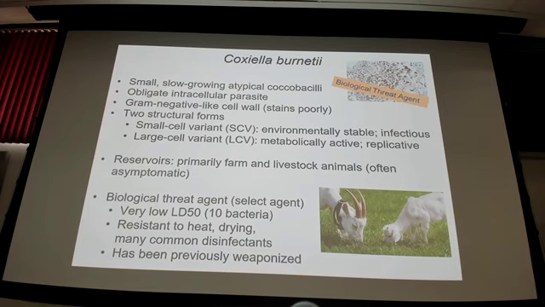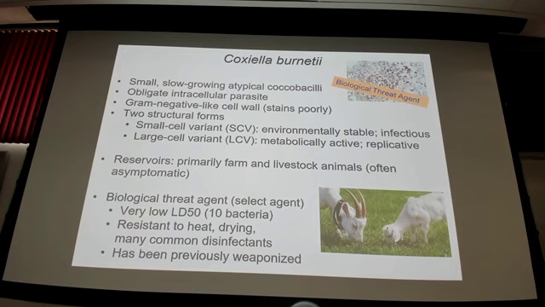So if you have a cow that is carrying Coxiella burnetii, let's say it dies and it leaves a certain amount of Coxiella burnetii, that Coxiella burnetii is environmentally resistant, so it can stay in the environment for a long period of time, and it's also disseminated by the wind too.